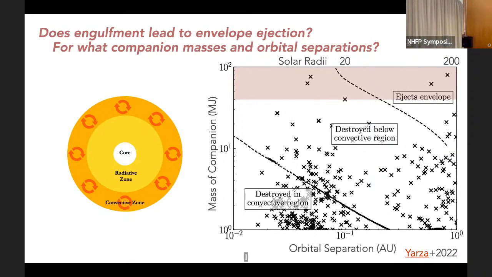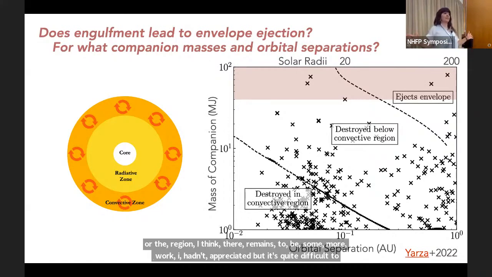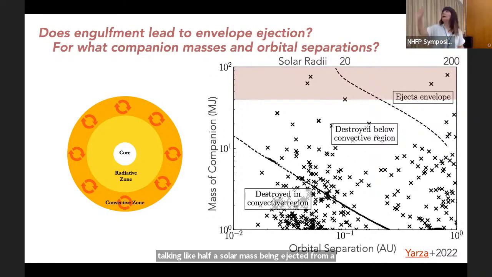But whether or not you're destroying in the convective region or in the radiative region, I think there remains to be some more work. I hadn't appreciated this idea of overburden pressure until very recently. When we're talking about ejecting the envelope, we're talking like half a solar mass being ejected from a sun-like star envelope, a substantial amount of material to be liberated. It's quite difficult to do, but it might explain why when you find an engulfment candidate, infrared excess is not always seen.